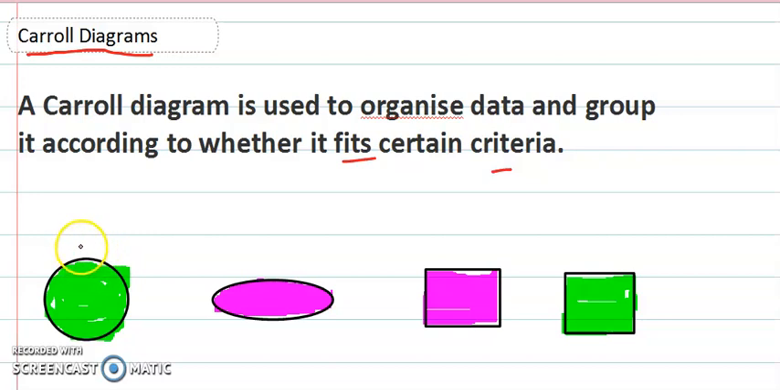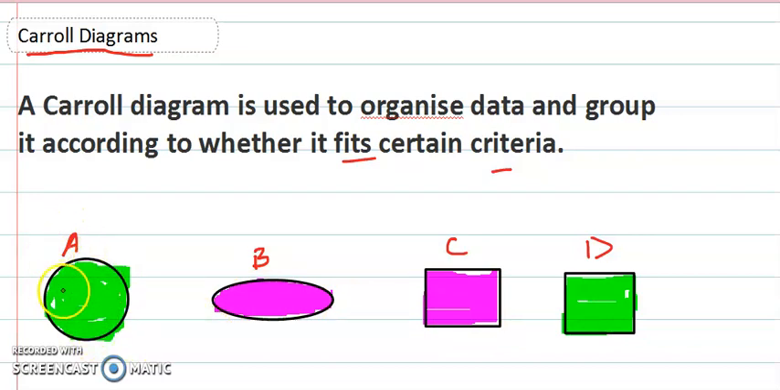Let me say this is diagram A, this is diagram B, this is C, and this is D. If we look at them, you will find many differences in them, and there are similarities in them as well. So if we use the Carroll diagram, it will help us sort out all these features, and looking at the Carroll diagram, it will become easy for us to distinguish between these features.